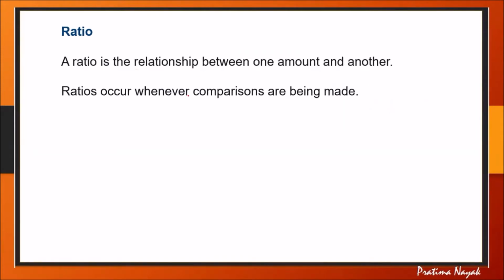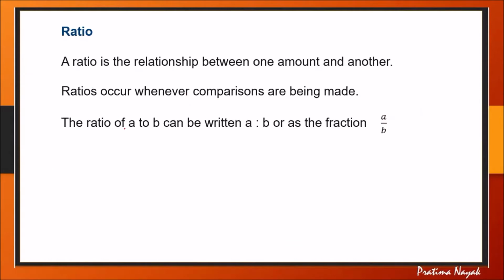Ratio occurs whenever comparisons are made. When we compare two quantities, like 1 kilogram and 1 gram, we make a ratio, a comparison. The ratio of A is to B can be written as A by B. Suppose I write the ratio of 24 to 30. Then I'll write this as 24 is to 30, or this can be written as 24 upon 30.